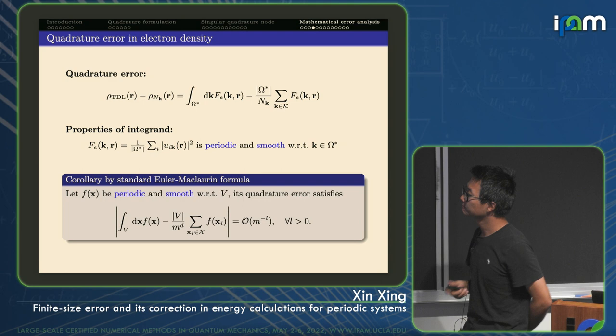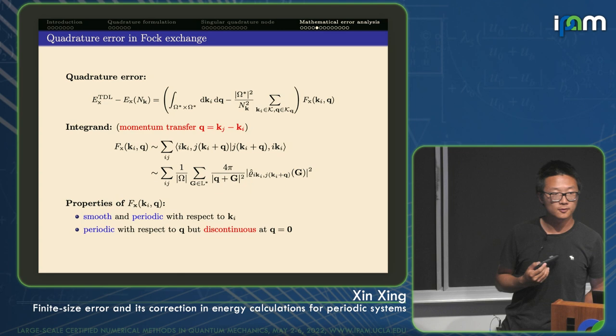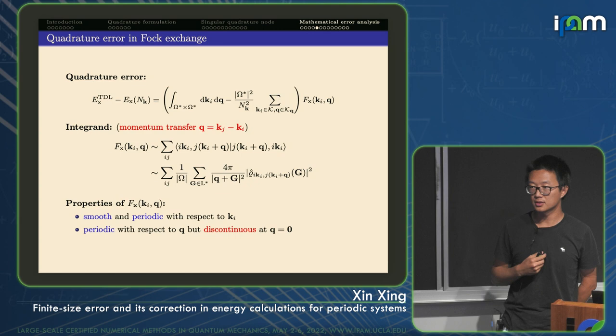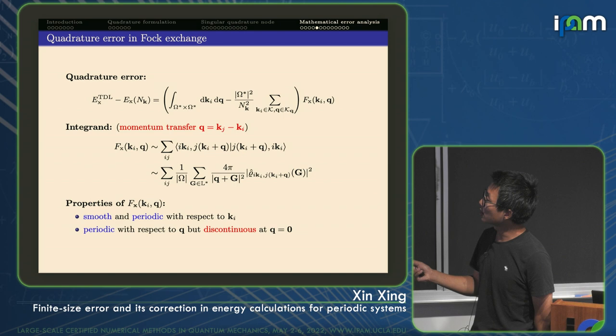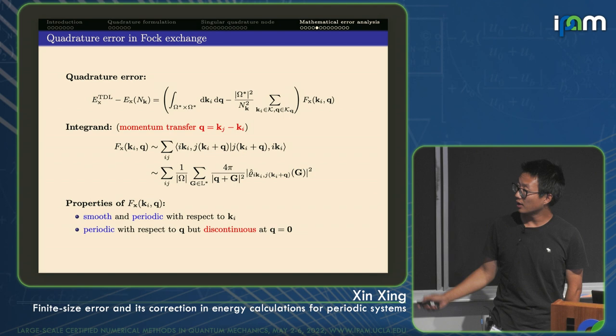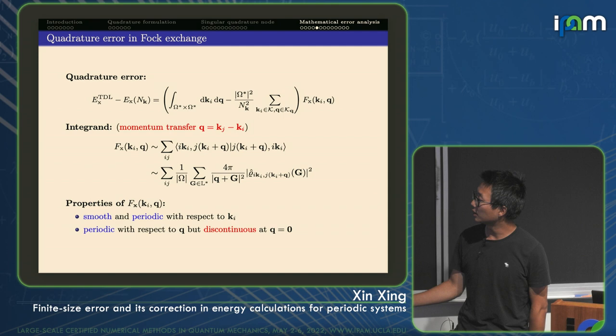However, this is not the case anymore in both Fock exchange and MP2 energy calculation due to the loss of smoothness. Here is a Fock exchange calculation. If we take a look at the target integrand function f here, basically these are ERI summations. We expand it, and we can show that this target integrand function f is smooth and periodic with respect to the first momentum vector ki. See, ki appears in this pair product.